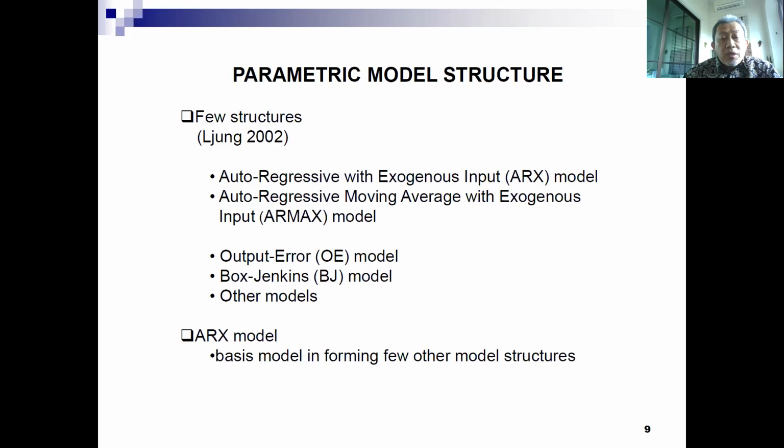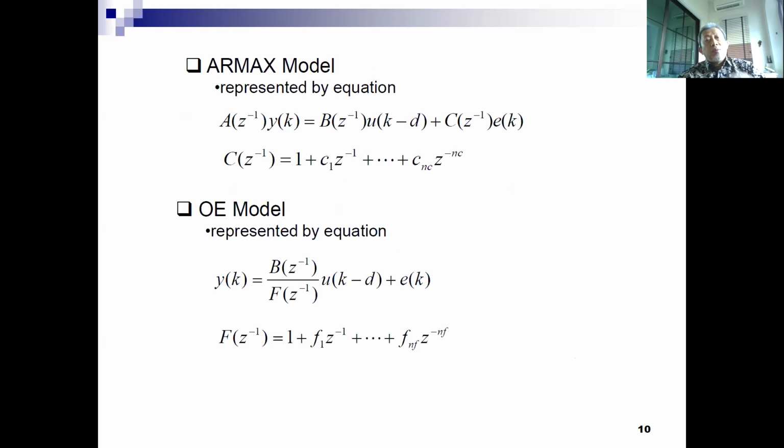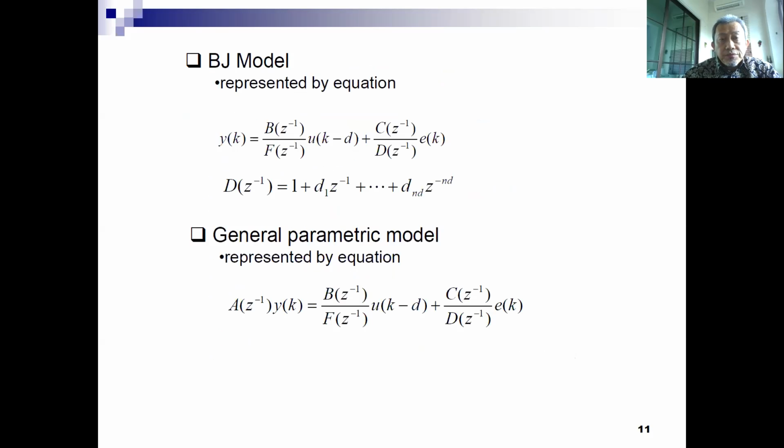So the ARX model is the basic model for all models, forming a few other model structures. It's represented by the equation A multiplied by Y equals B multiplied by U plus C multiplied by E: A multiplied by the output, B multiplied by the input, and C multiplied by the error. We also have OE models, based on the equation Y is equal to B divided by F multiplied by U plus the noise. And also the Box-Jenkins model.